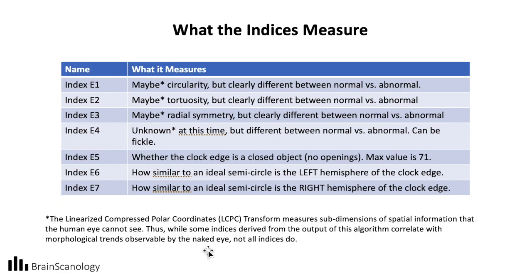It's important to note that the linearized compressed polar coordinates transform, which I invented and which is the key algorithm in our clock draw test, measures subdimensions of spatial information, that is, of shapes, that the human eye cannot see. Thus, the terms maybe and unknown in this table.